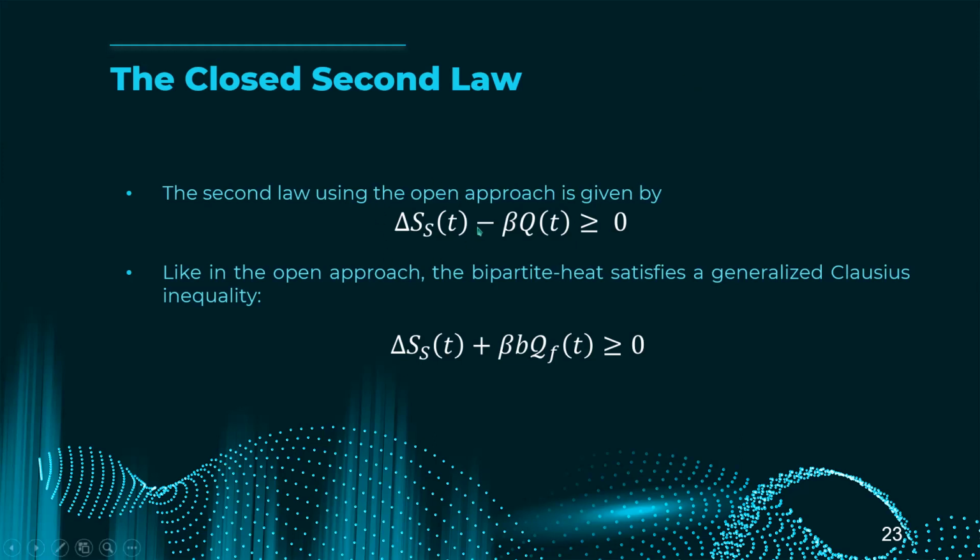So we have the von Neumann entropy change of the qubit minus the temperature times the heat is greater than 0. Okay, and in our approach, one sec.